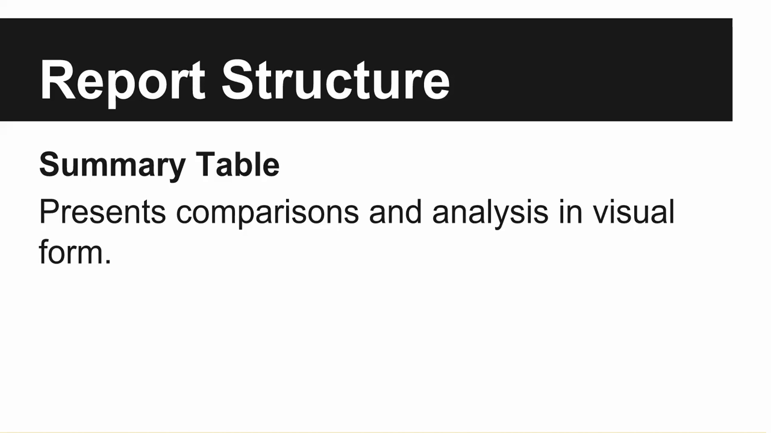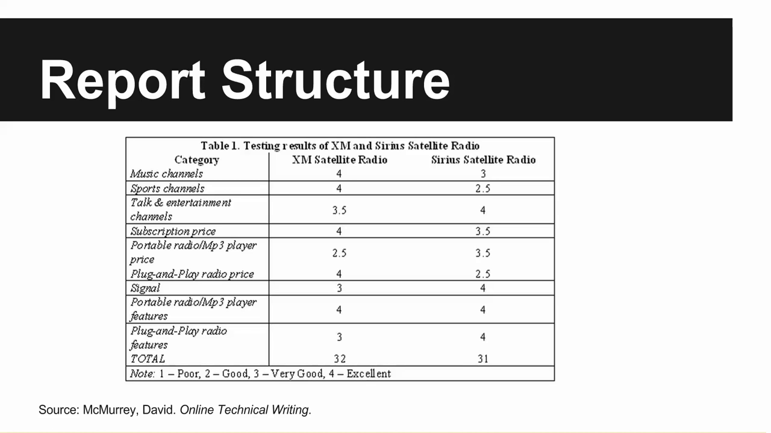Then you include, it's usually best to include something called a summary table, and this presents your comparisons and analysis in visual form. So this is an example of a summary table from your workbook, or from your textbook. Yours does not have to look exactly like this by any means, but this is looking at Sirius and XM satellite radio, and they're doing a breakdown of things like music and sports channels, subscription price, signal. And they've rated it on a standard of a 4-point scale.